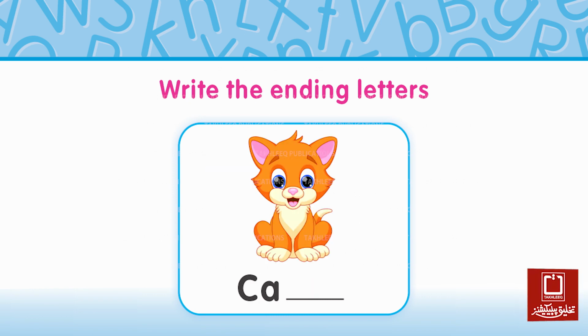Here we see the picture of a cat. Here is written C-A-. The spellings of cat are C-A-T. Cat. Here ending letter T is missed. So we write here T.